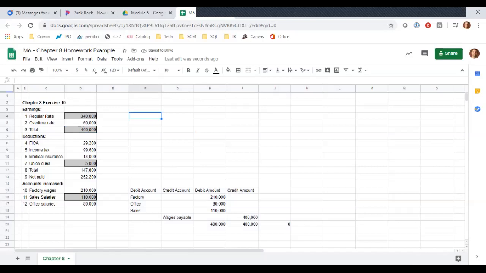The relationships between earnings and deductions and net pay and how that affects your accounts are going to be important on the exam. Several questions on the exam relate to this type of information, so make sure you understand it and make sure you set your problems up in your homework to where you can very easily change one or two amounts and get to your test question.